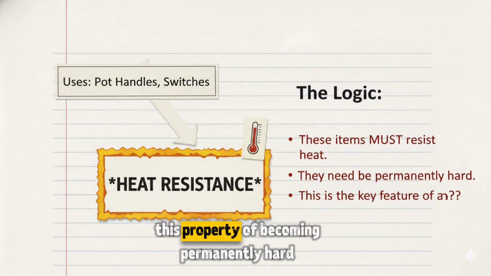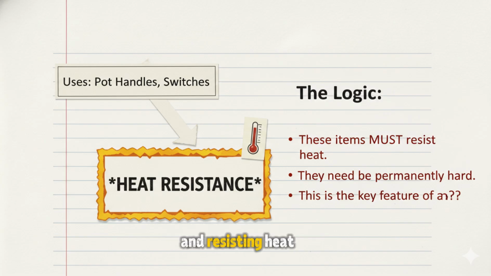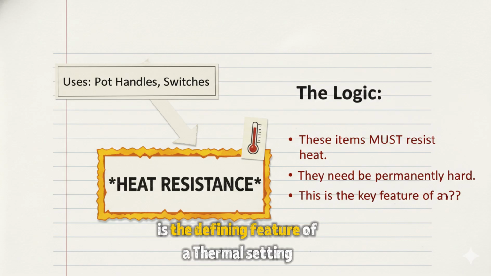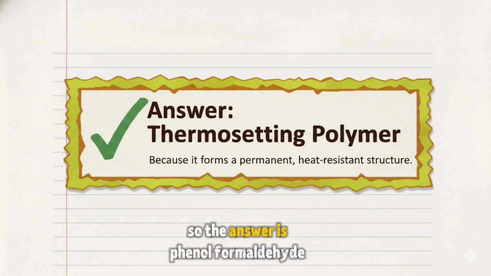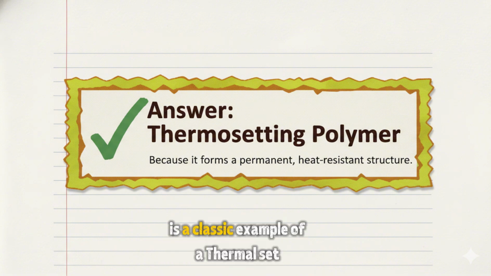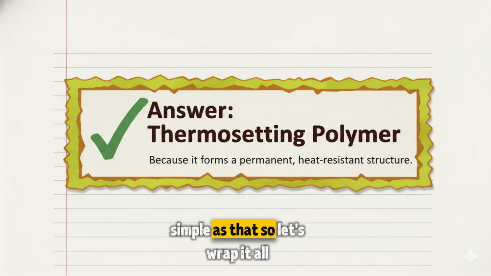This property of becoming permanently hard and resisting heat is the defining feature of a thermosetting polymer. So, the answer is: phenol-formaldehyde is a classic example of a thermoset. Simple as that. So let's wrap it all up.